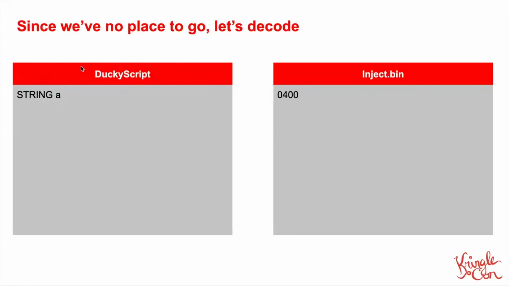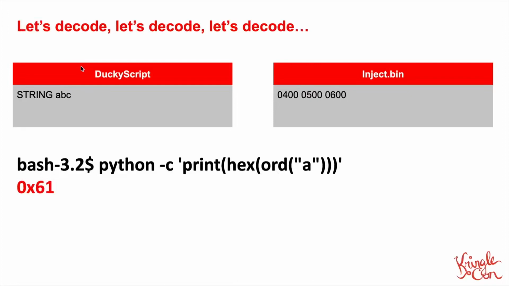And here on our left side, we have the Ducky script of STRING A, which means all it's going to do is, you plug it in and it's going to type A. And then when we use xxd to look at the inject.bin, all you see is 0400. And already it looks a little bit weird to me, and I'll go into why that is in a moment. But let's add some more input into the Ducky script to see what happens when it comes out the other side. Well, in this case, I put ABC, which again, all it's going to do is you plug the Ducky in and type ABC.